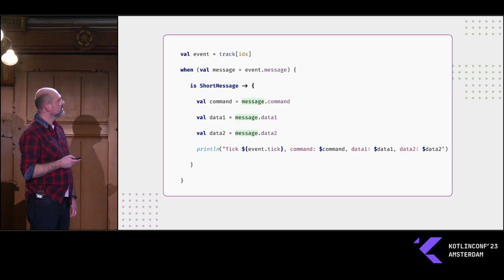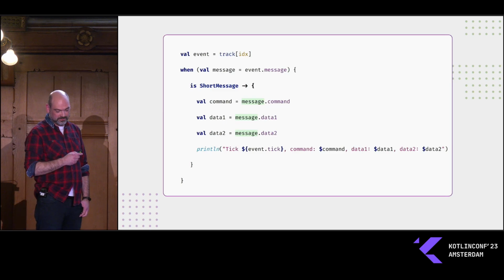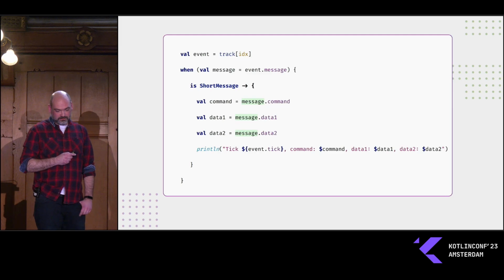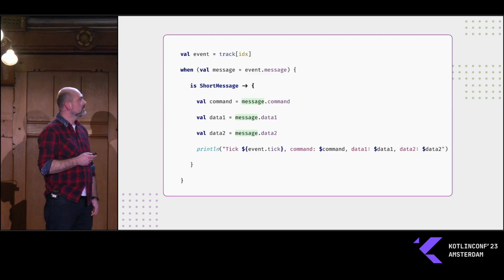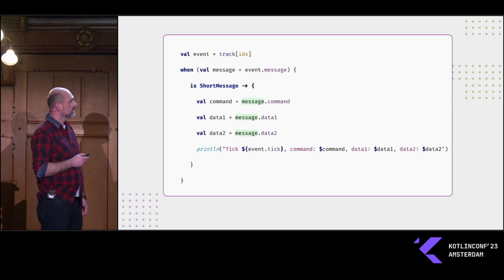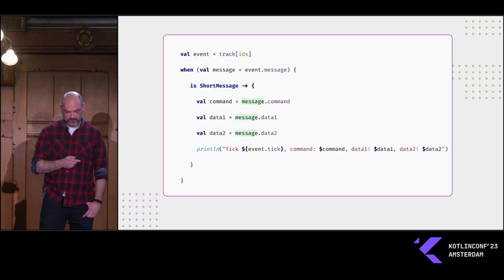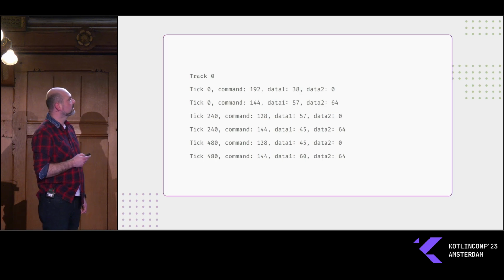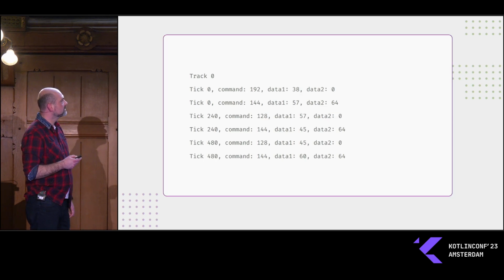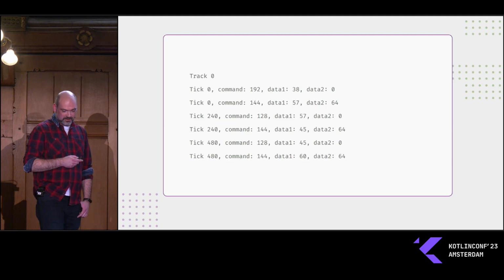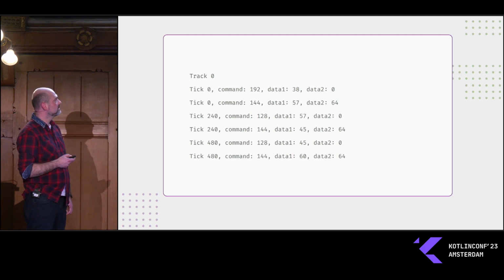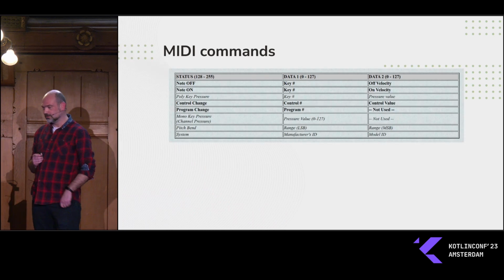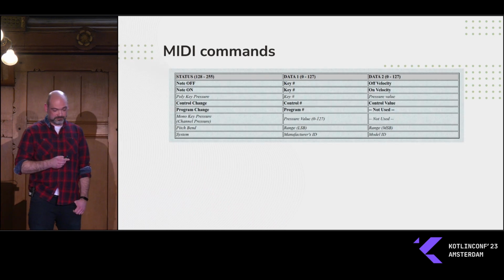If we make another iteration of that code, we can limit all the messages to just the short messages, and then retrieve all those three properties: command, data one, data two, and print them instead of the whole message. So yeah, we have some progress. We have some numbers, not the class name, but we still don't know what the numbers actually mean. So this is the time we have to dig into the MIDI specification.